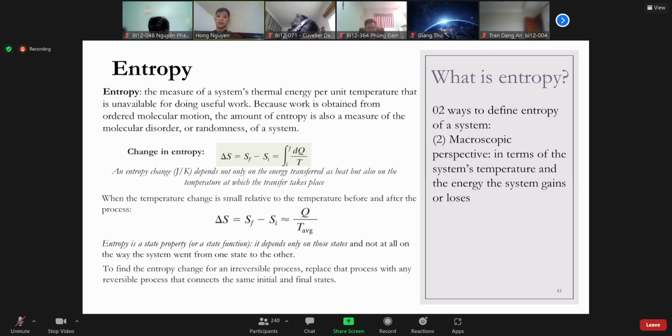Okay, I will explain it in the next slides, but now you accept that to find the entropy change for an irreversible process, we replace that process with any reversible process that connects the same initial and final states. You remember, for example, an irreversible process, which is the free expansion, right?